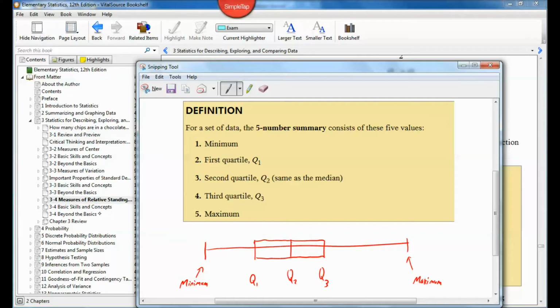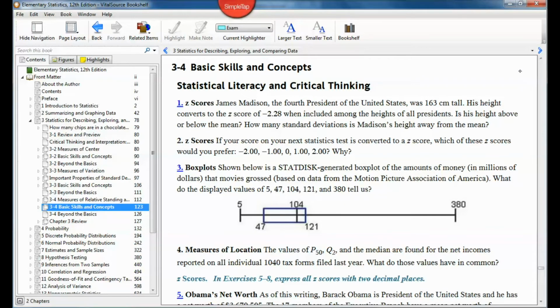Let me show you a picture. It's on page 133. Well, here's one on the next page. Or this is one on 137. For whatever set of data, well, here's the set of data right here with the quartiles, it looks like. So the minimum value in the data set was 5. The maximum was 380. The number at the 25th percentile, which is the first quartile, was 47. The number at Q sub 2, or the median, was 104. And the number at the third quartile, or the 75th percentile, was 121. So they put those on a number line, and then they drew a box here, and that's what it would look like.